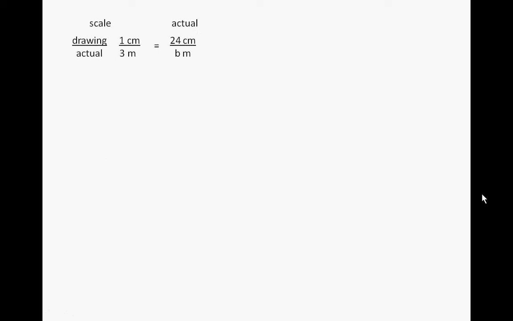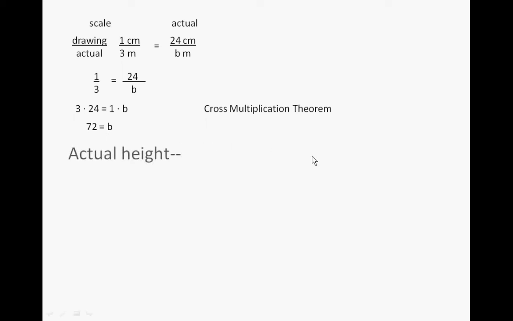Okay, so carrying that over to this slide, we now drop the labels. We have 1 over 3 is 24 over B. We use our cross multiplication theorem to get 3 times 24 is equal to 1 times B. And 3 times 24 is 72. And since 1 times B is B, in this case we don't have to do any division. So we are down to what B is actually representing. So our base is 72.